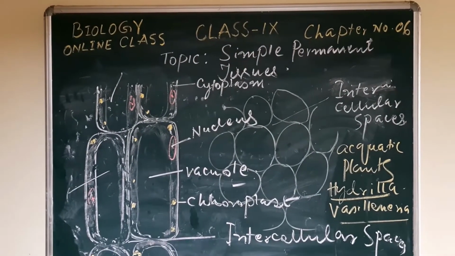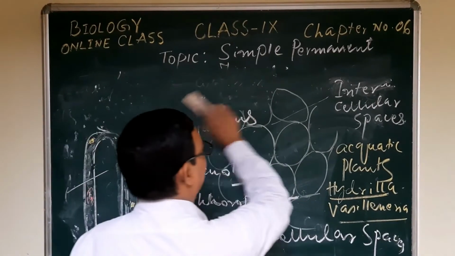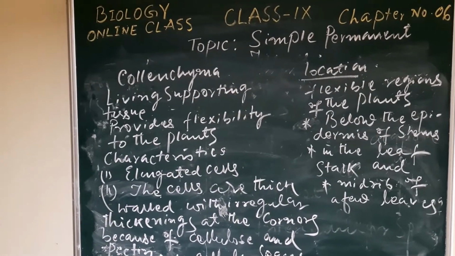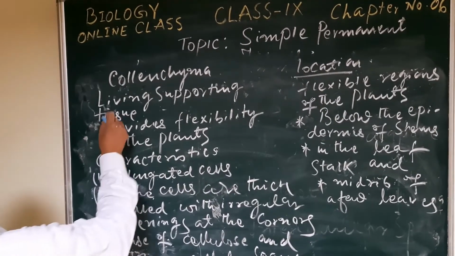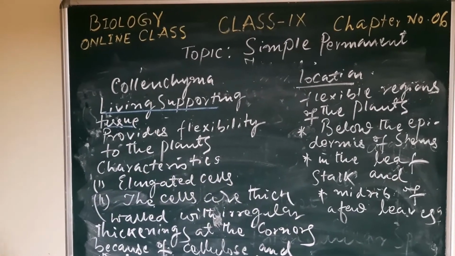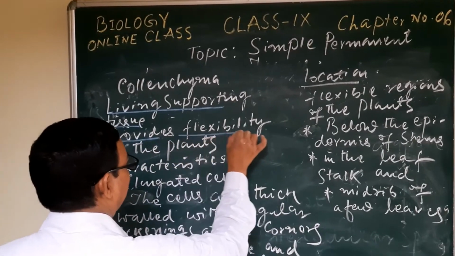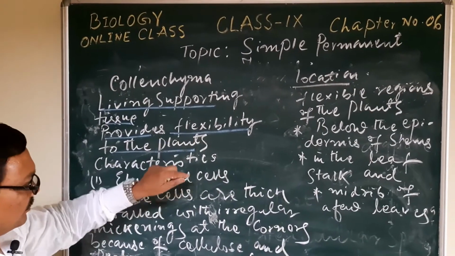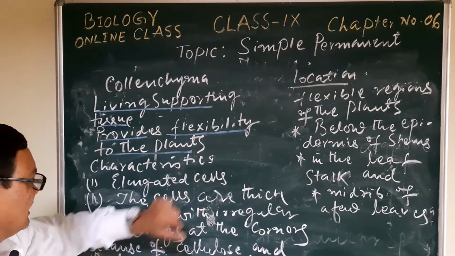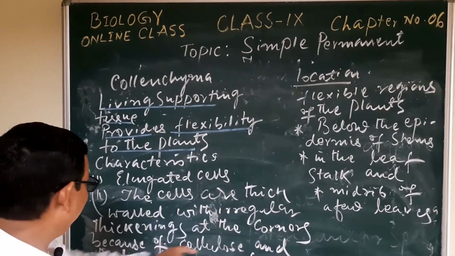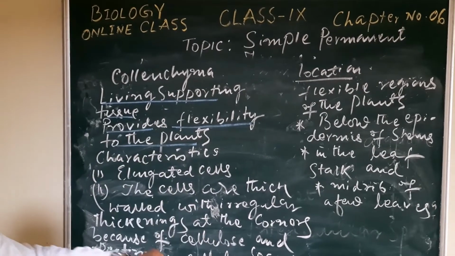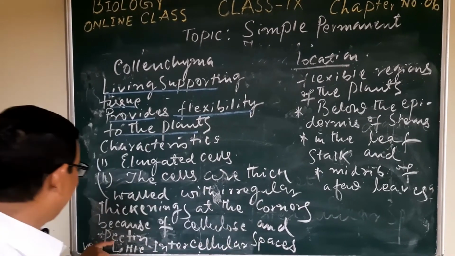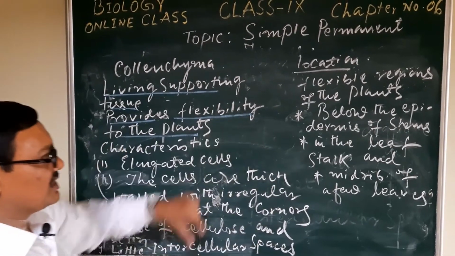Now come to the second important type of simple permanent tissue, that is the Collenchyma. The tissue has living cells, and it mainly provides flexibility to the plants. Now some special characteristic features. The cells are elongated, and the cells are thick walled with irregular thickening at the corners. That means in the corner areas there is much more thickening, due to the deposition of cellulose and pectin, and very little intercellular space is present.